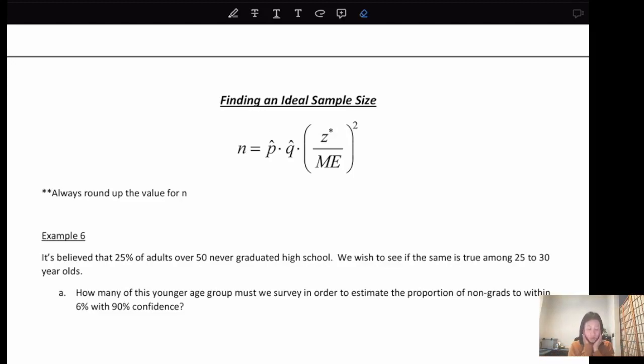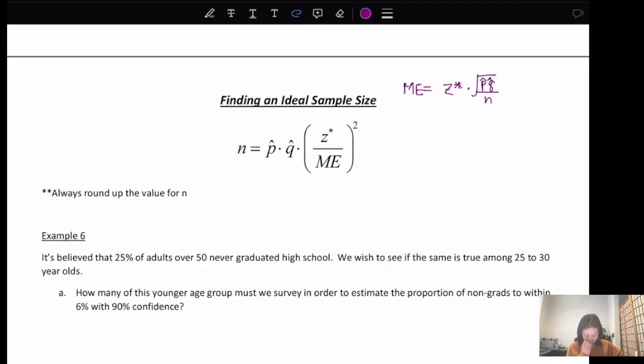Hello, in this video we're going to look into how to find the ideal sample size. We use this formula: n equals p hat times q hat times z star, which is the z-score, divided by margin of error squared. So where does that come from? Think about the margin of error, which equals the z star times the standard error, the square root of p hat q hat divided by n.